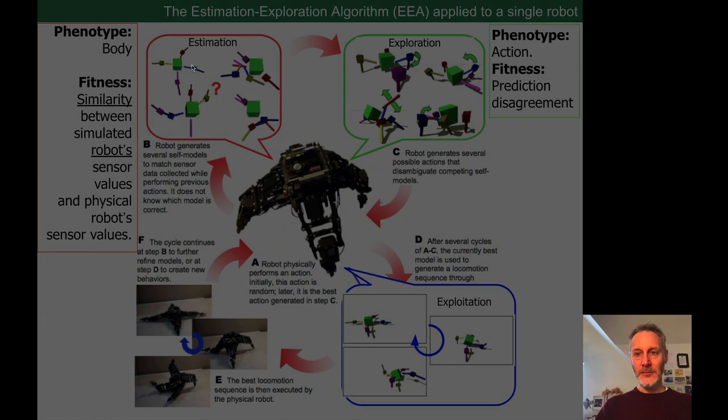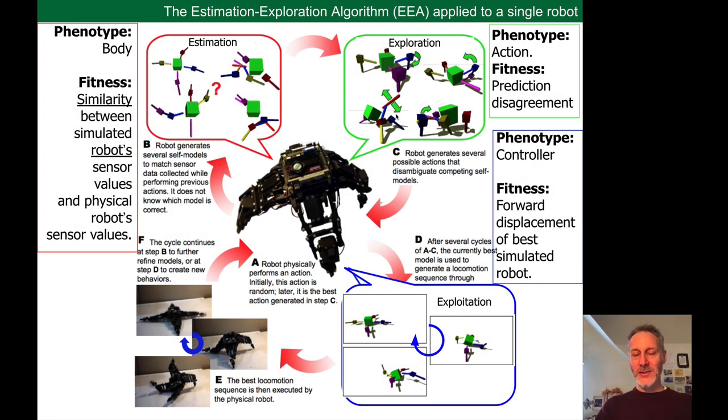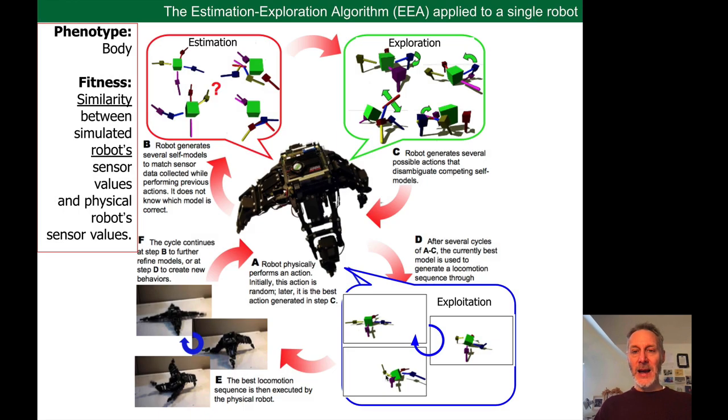Okay. We'll come back to this green one in a moment. I've been holding off on this one for a little bit. In the third one, this is one that's probably more familiar to you. The phenotype is the robot's neural controller, and fitness is how far that neural controller gets the virtual robot to move. Okay, so let's back up for a moment and think about this third evolutionary algorithm.